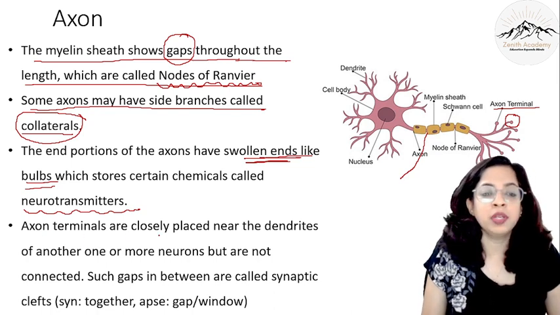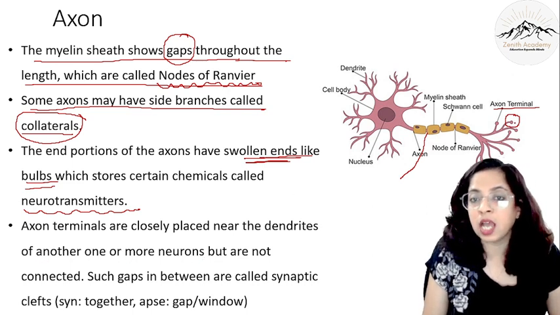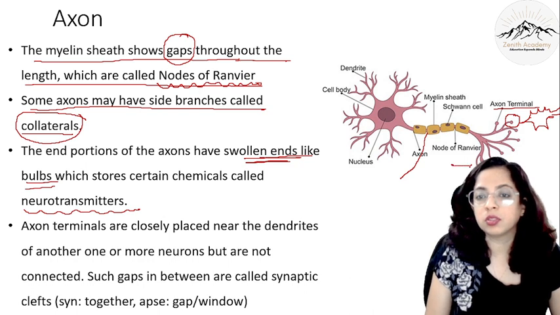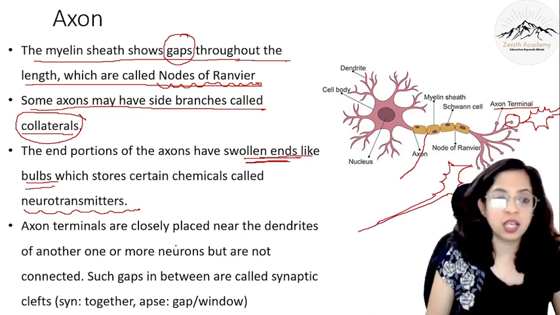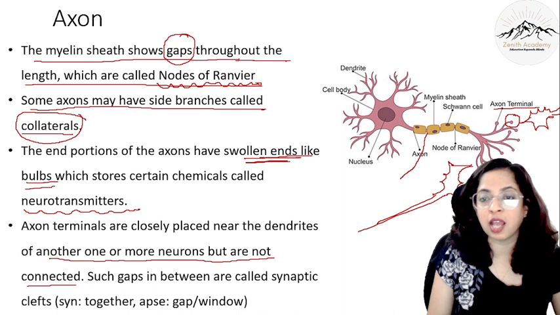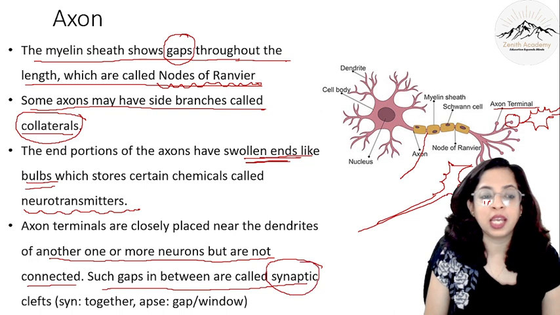Okay, axon terminals are closely placed near the dendrites of another one or more neurons. They are placed very near to the other neurons like this. Are you getting it? So these are the other neurons. So they are placed very close to the other neurons, near the dendrites of another one or more neurons, but are not connected. They do not touch each other. I will show you when I am teaching you synapse. Such gaps in between are called synaptic clefts.